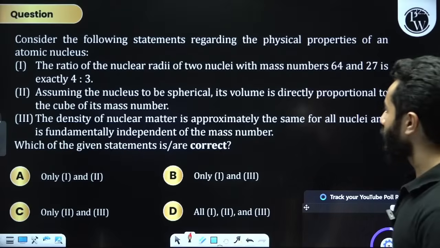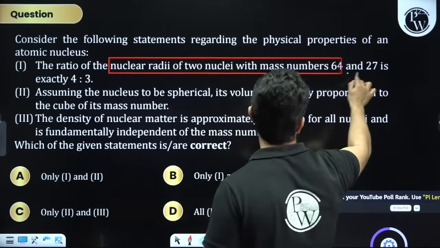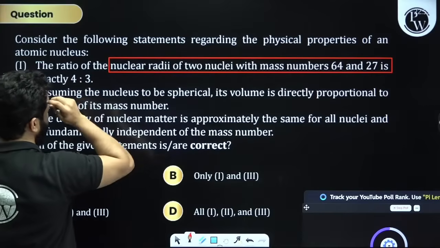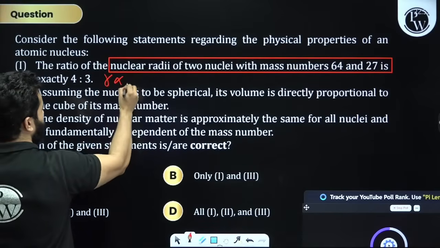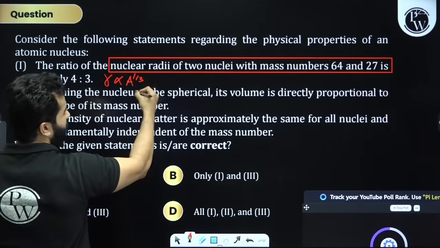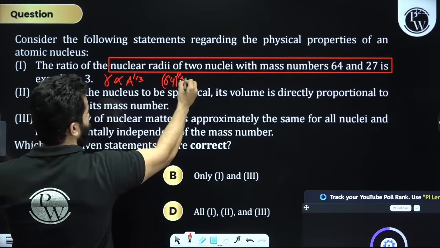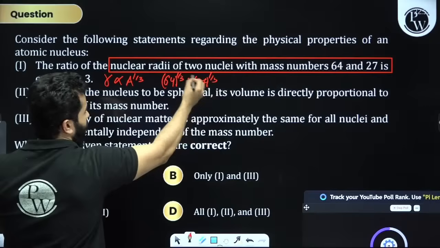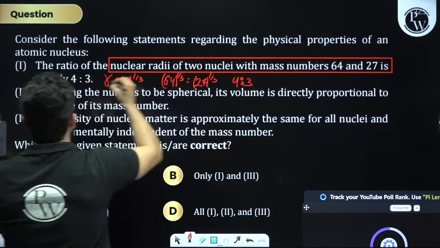The ratio of nuclear radii of two nuclei with mass numbers 64 and 27. Nuclear radius R depends upon A raised to the power 1 by 3. So 64 raised to the power 1 by 3 is to 27 raised to the power 1 by 3. That means this is 4 is to 3. So correct, true.